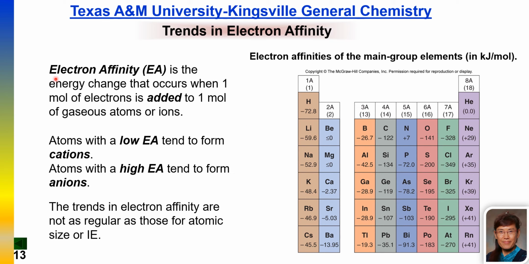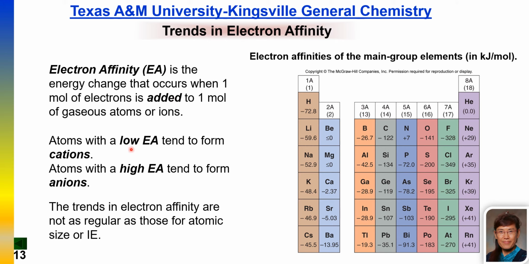And then we have one more term called electron affinity. You can use a capital EA to represent electron affinity. Electron affinity is the energy change when one mole of electrons is added into one mole of gaseous atoms or ions. This electron affinity has the same trend as your ionization energy.